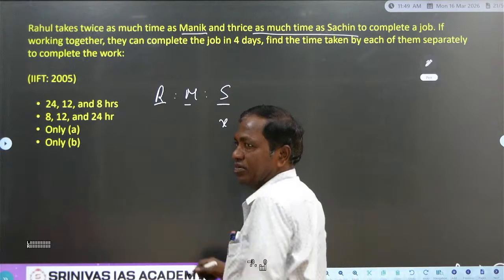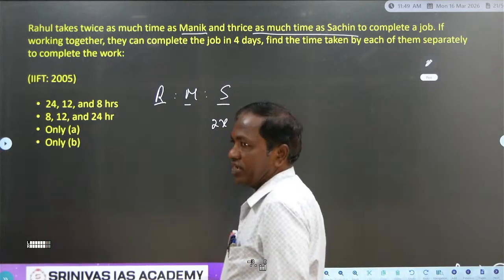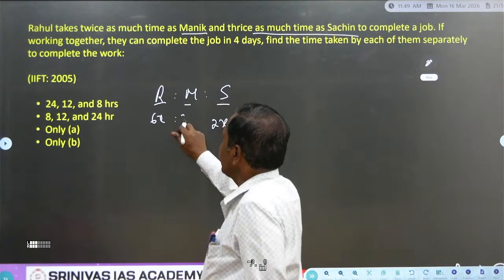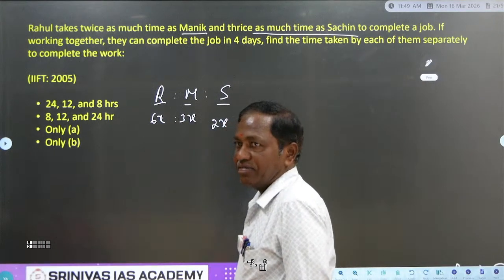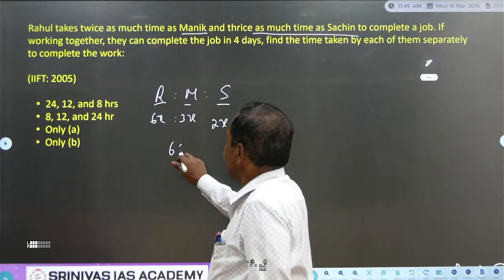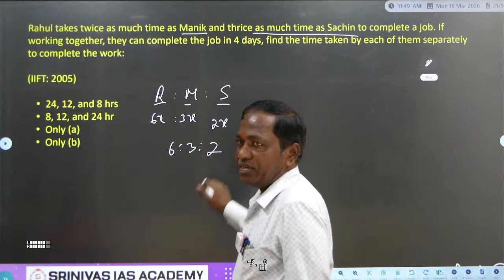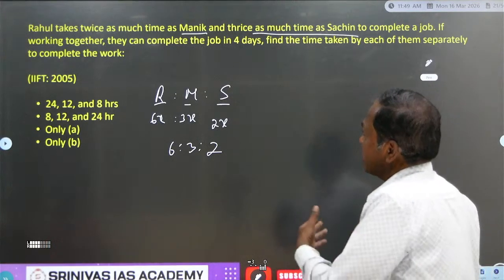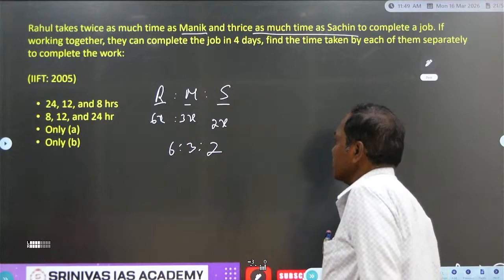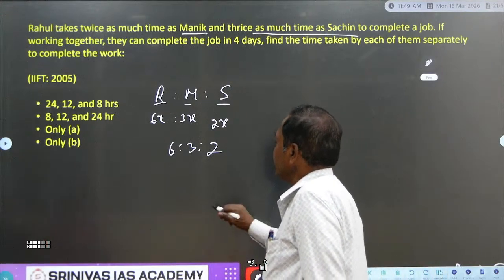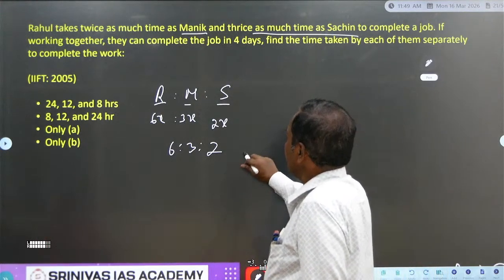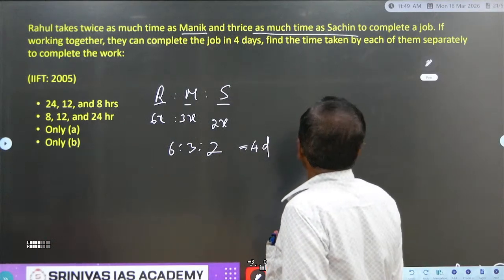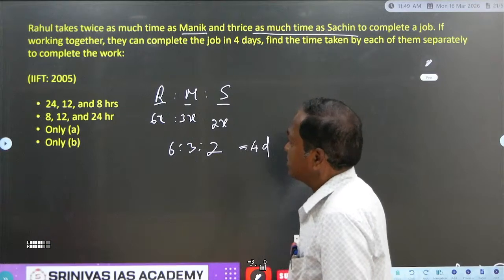Decimals you avoid. So now 2X you can take. This becomes 6X. Here it becomes 3X. Like 6 is to 3 is to 2. These are the ratios of time. If working together, they can complete the job in 4 days. Now we can take 4 days. Total they take is 4 days. Find the time taken by each of them separately. Yes, how much is that?